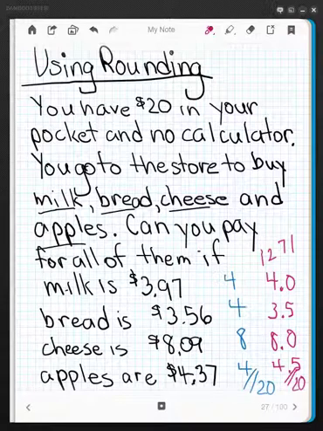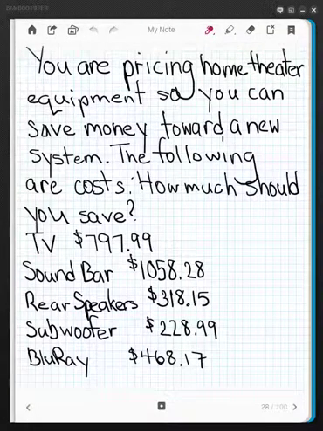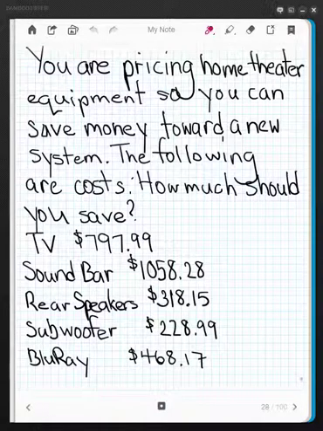Now, here's another scenario where we might not want to round quite so close in, and where it's not going to be as big of a detriment if we're off a little bit. So let's say I'm pricing a home theater system. So I'm doing home theater equipment so that I can save my money to buy a system. And the costs are as follows. And how much would I want to save?